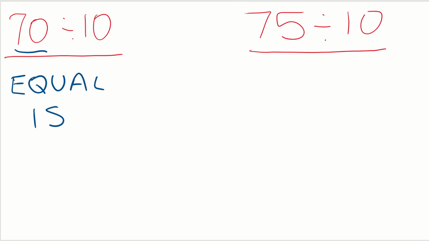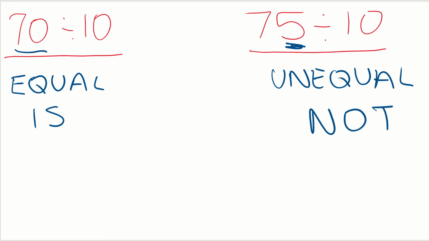Is 75? 10, 20, 30, 40, 50, 60, 70, 80, 90. No, there isn't, is there? We don't say 75. It doesn't have 0 ones, does it? It has 5. So that would be unequal groups. We couldn't divide it by 10 equally because it's not in the 10 times table. So if you can start to make those links, it will really, really help, girls and boys.